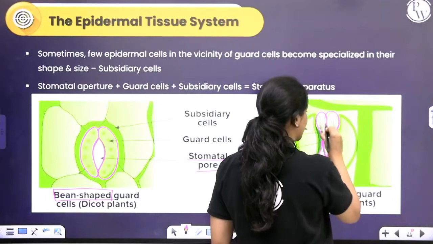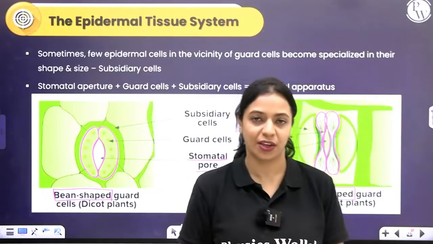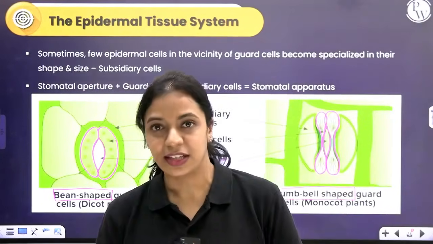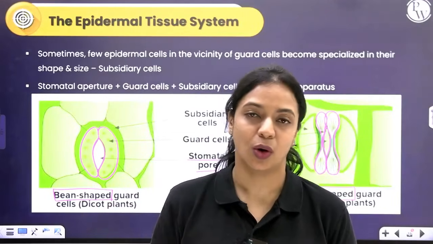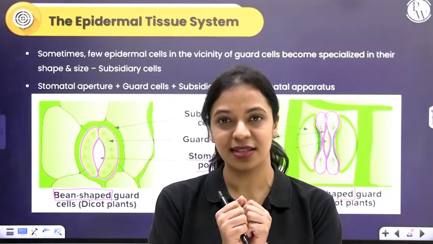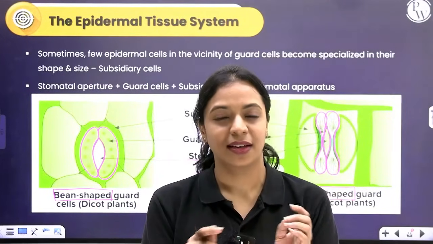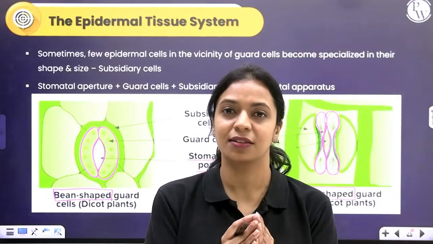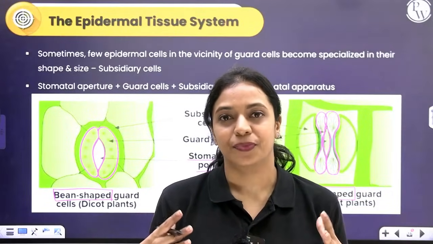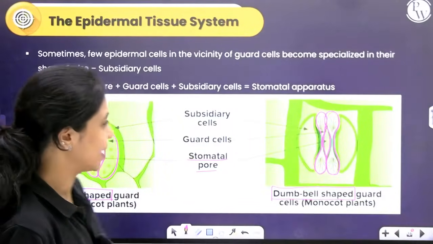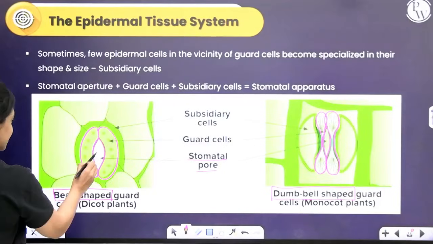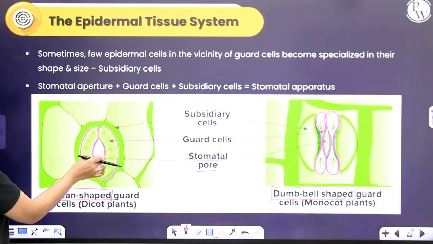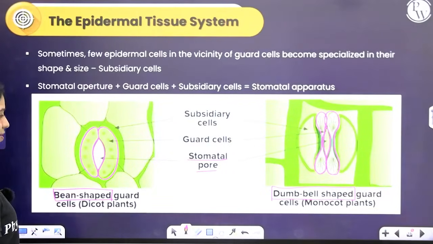Why do we call them guard cells? Similar to how we have security guards that check the ID card and then allow you into college and let you go out, it is because of the guard cells that the stomatal opening opens or closes shut. So they guard this aperture. It depends on the guard cells whether this closes or opens.